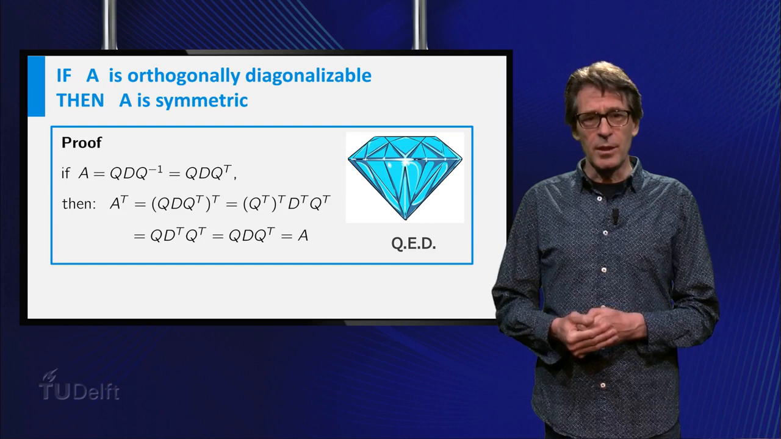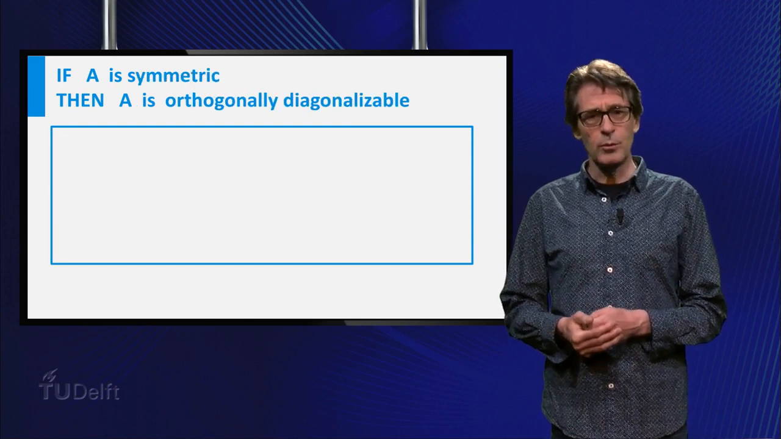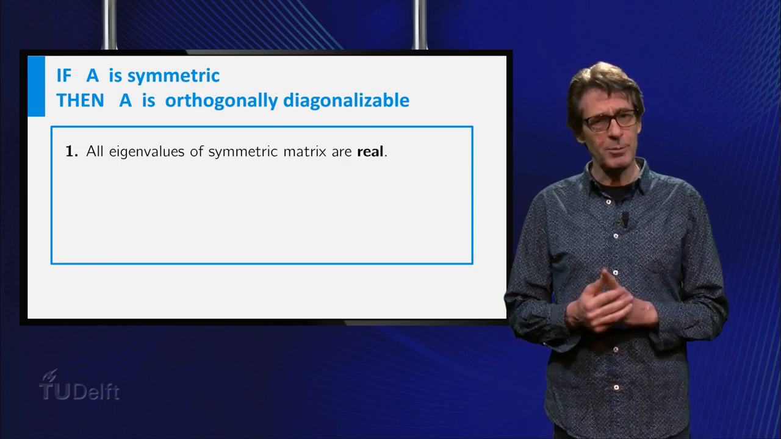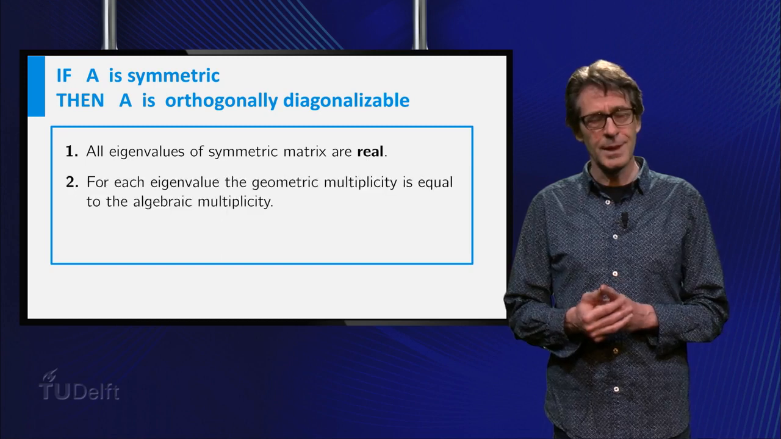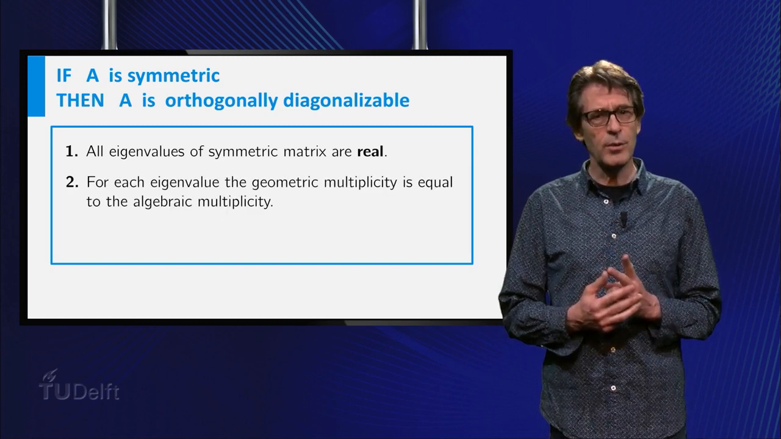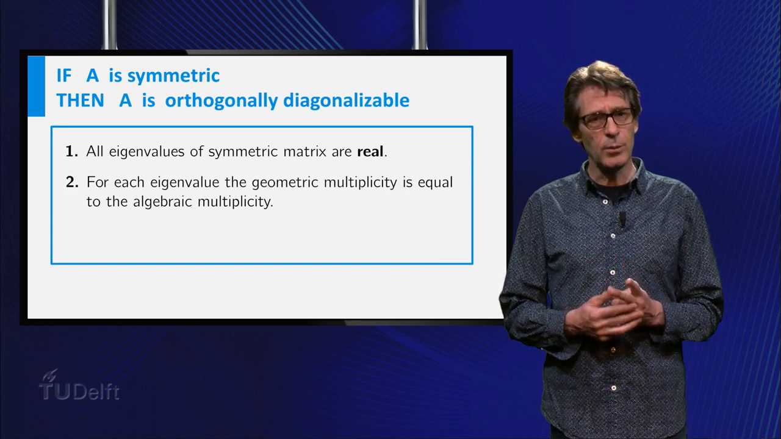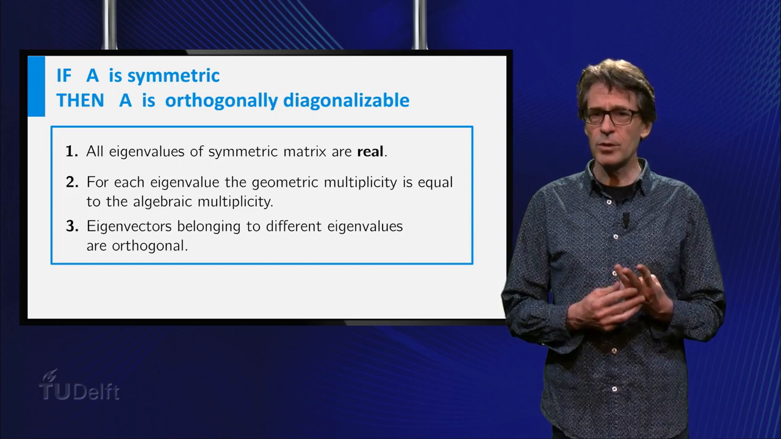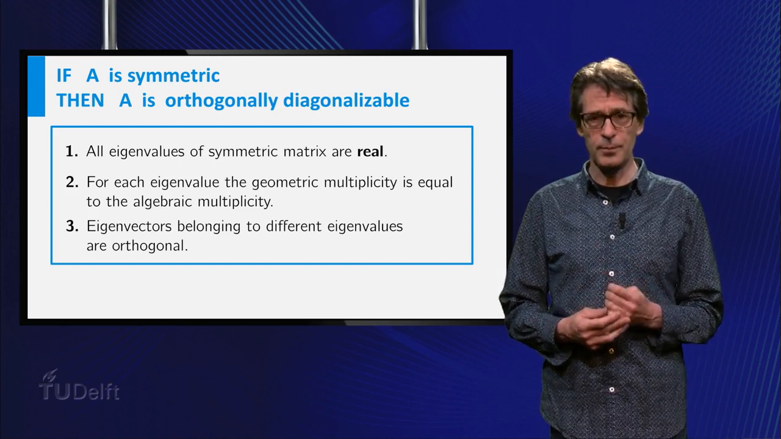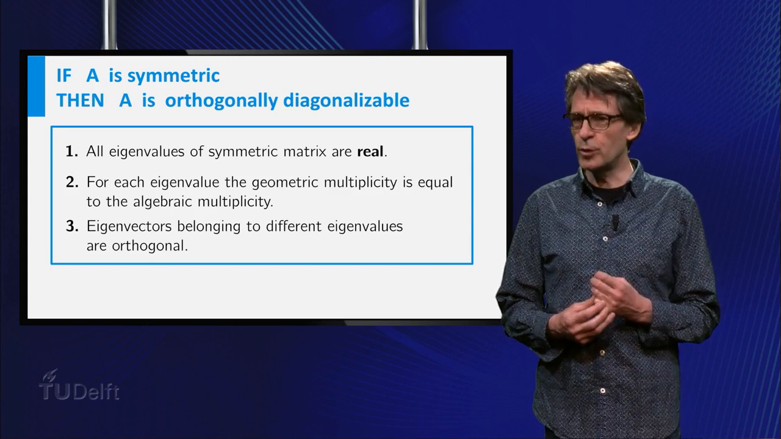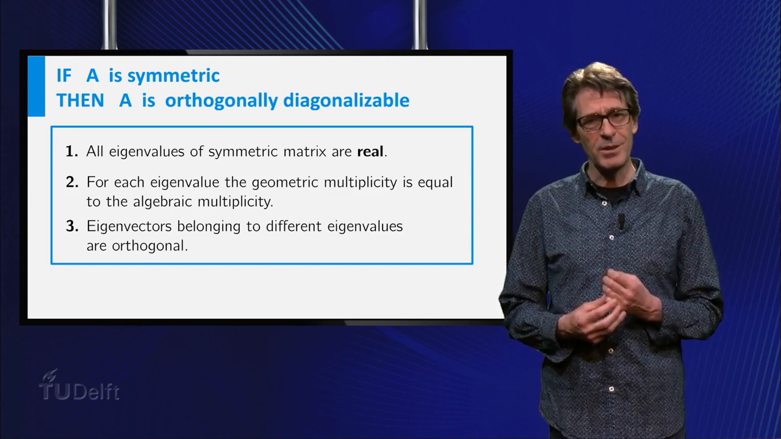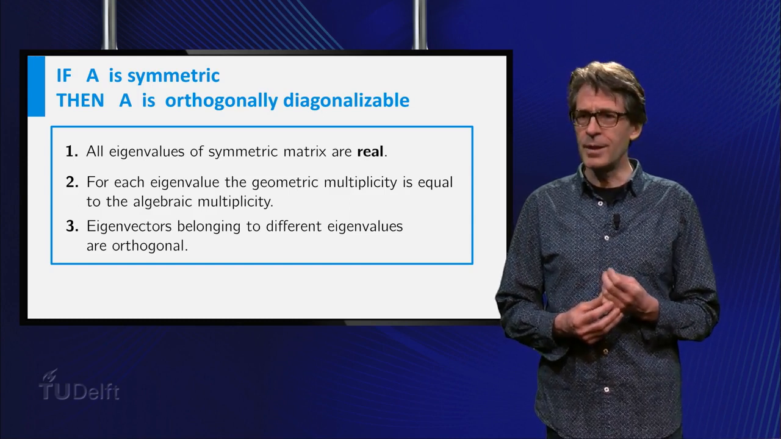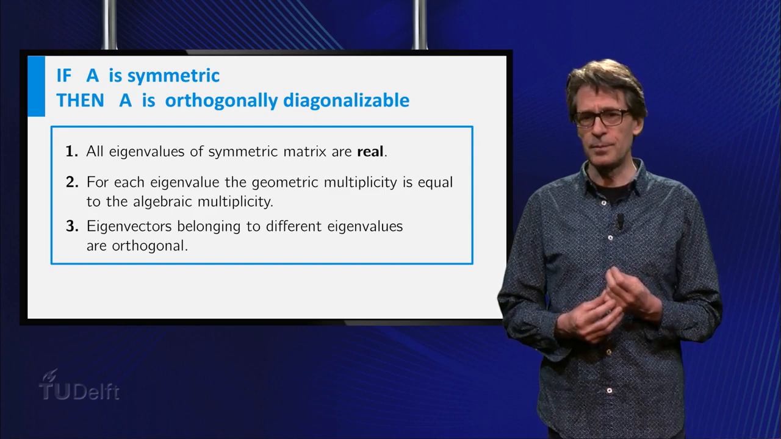The main theorem itself rests on three important properties of symmetric matrices. First, all eigenvalues of a symmetric matrix are real. Second, for each eigenvalue, the geometric multiplicity equals the algebraic multiplicity. And third, eigenvectors for different eigenvalues are orthogonal. Note that the first two properties already imply that symmetric matrices are diagonalisable. Namely, they imply that there are sufficiently many eigenvectors.